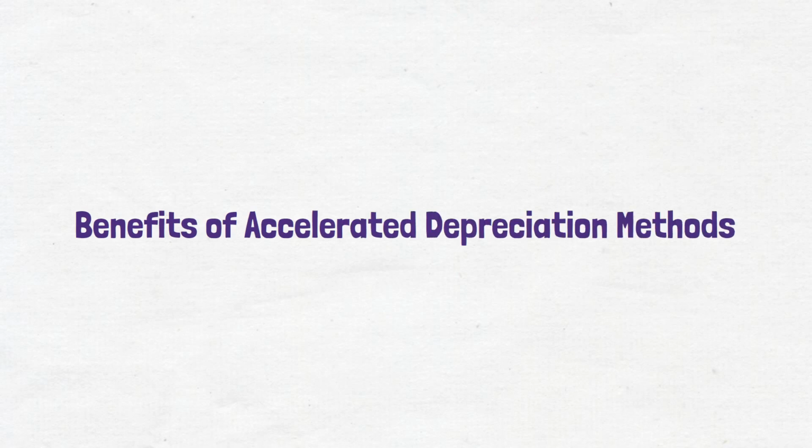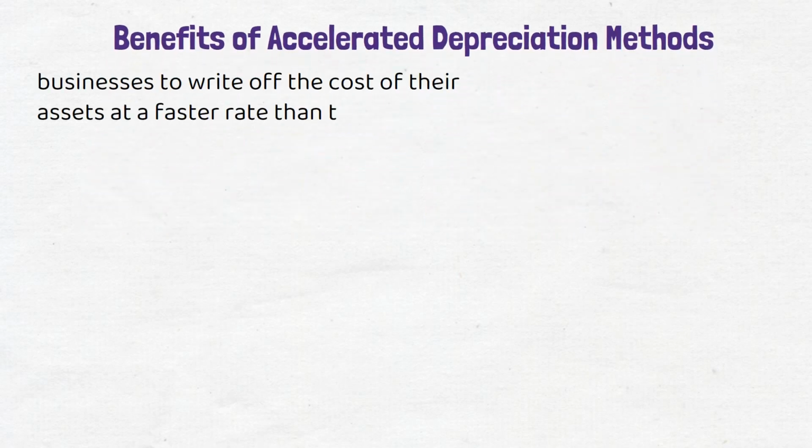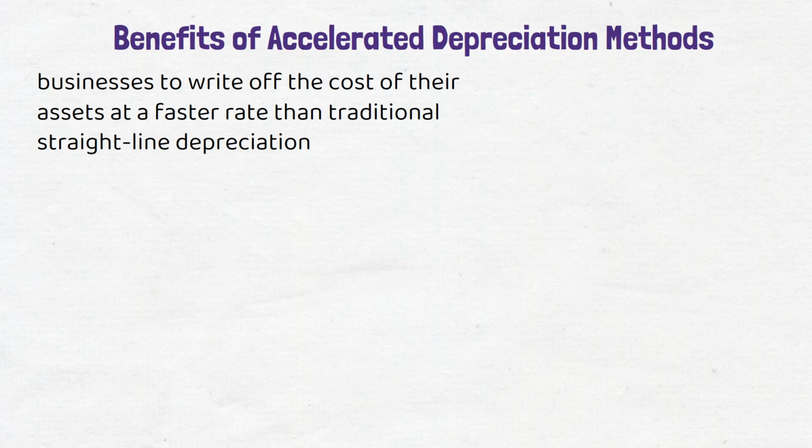Benefits of accelerated depreciation methods. Accelerated depreciation methods are depreciation methods that allow businesses to write off the cost of their assets at a faster rate than traditional straight-line depreciation. Accelerated depreciation methods yield a more significant depreciation expense in the early years of an asset's life. Here are some of the benefits of using accelerated depreciation methods.